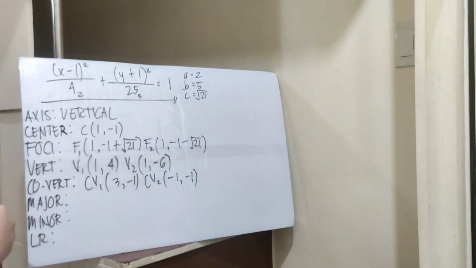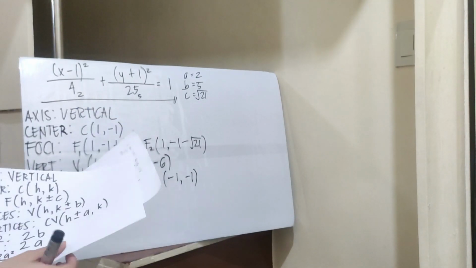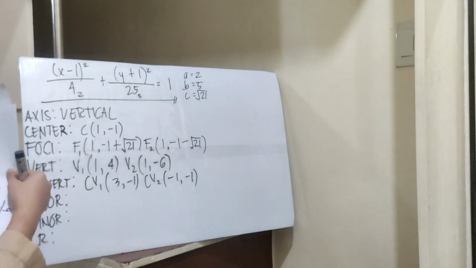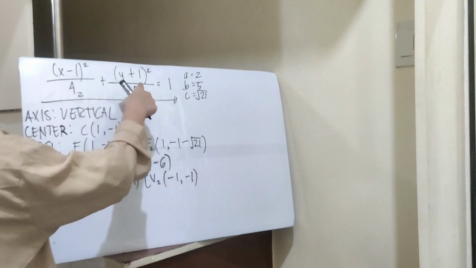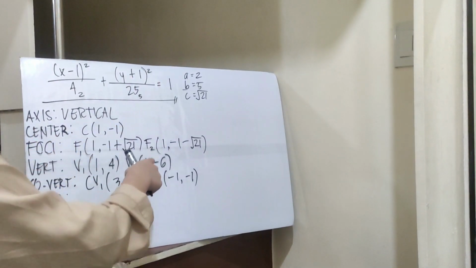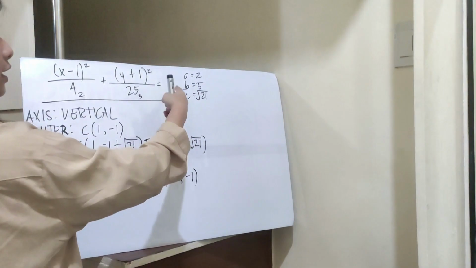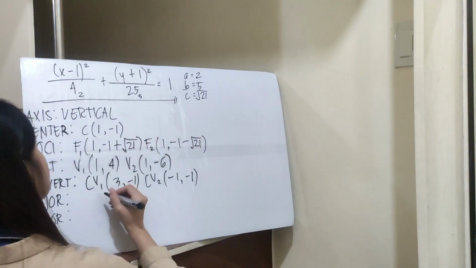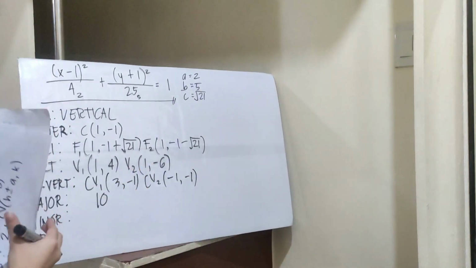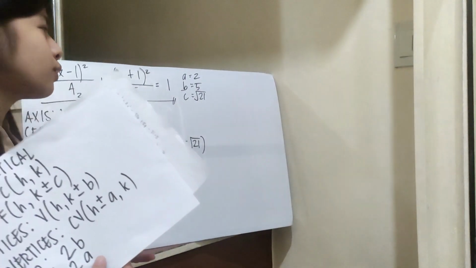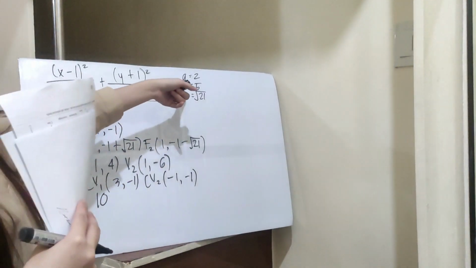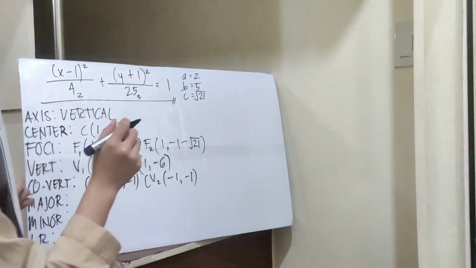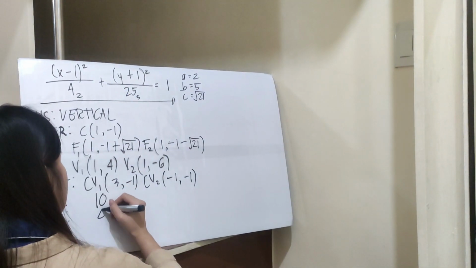So next, you have to find its major axis, which, for a vertical axis, is 2b. Since b is greater, we have 2 times the square root, which is 5. So 2b is 2 times 5, which is 10. And for the minor axis, we have 2a. We have 2 for the value of a, so we multiply it. 2 times 2 is 4.